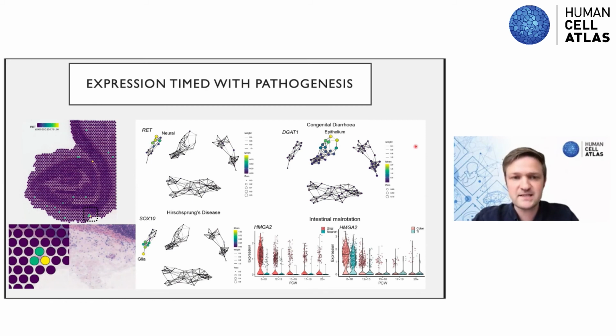But finally, we could use the time points and these effects to look at the time of specific gene expression. This example being HMGA2, which was only expressed in glial cells at 8 to 10 weeks, the time that the intestine undergoes rotation. And indeed, this phenotype was associated with malrotation, showing how these could identify cells that cause rare diseases.